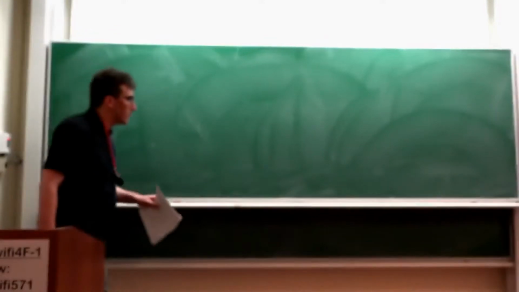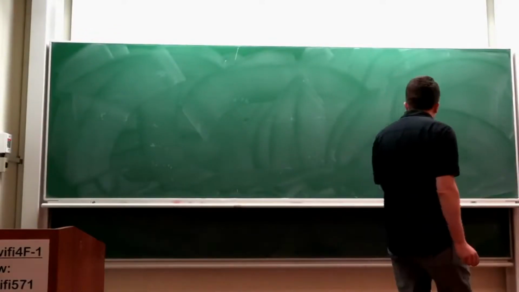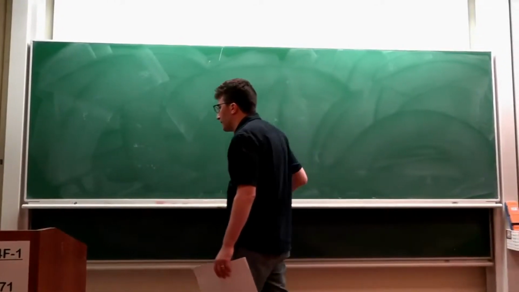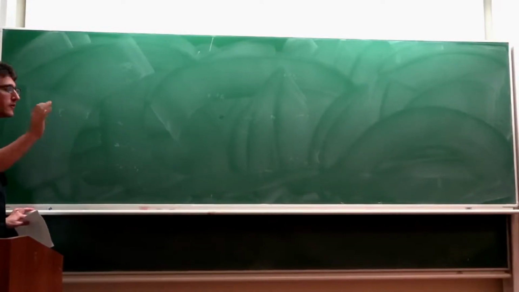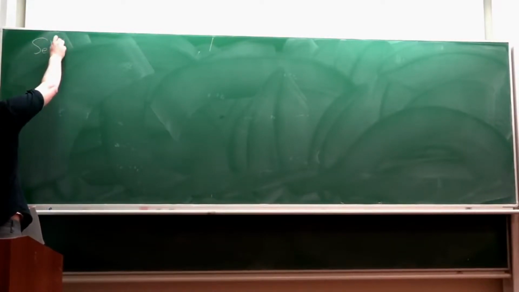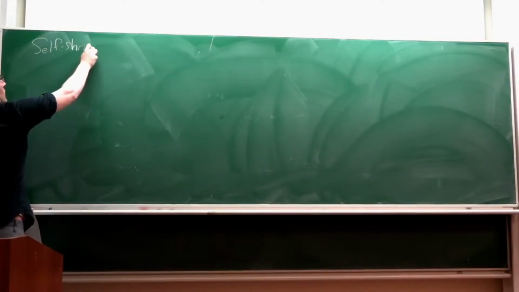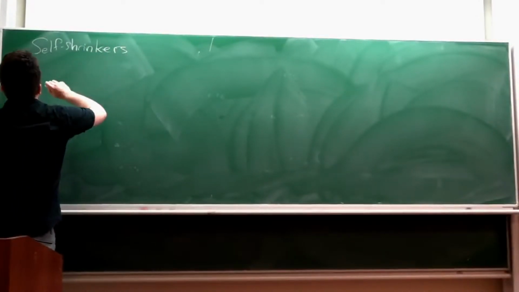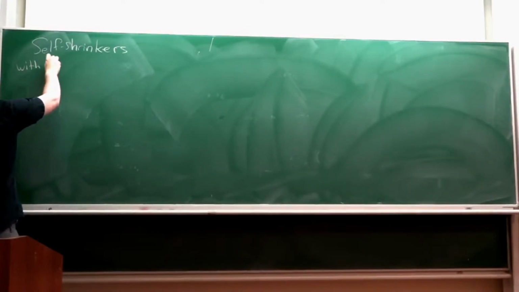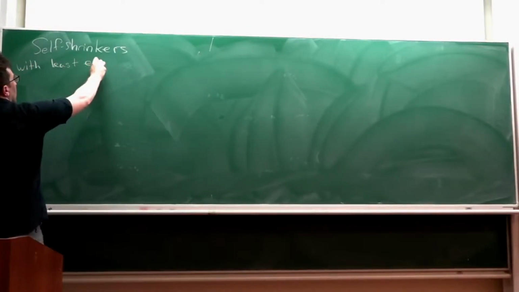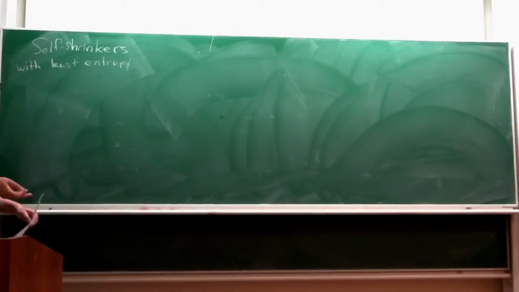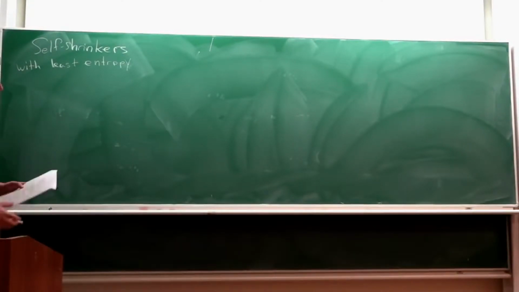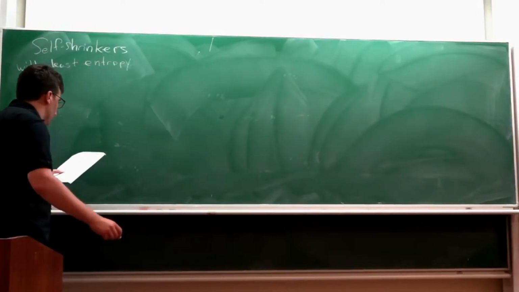Okay, so I want to conclude with a final remark, which is about, I mentioned it already because it was asked, this idea of the self-shrinkers with least entropy. Or in other words, this is related to the best constant in the Brocchi regularity theorem.